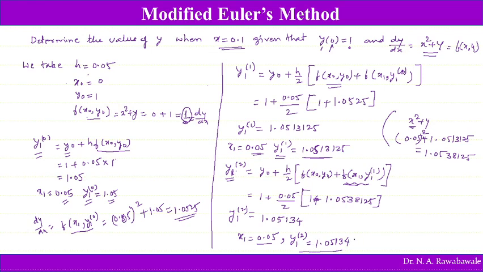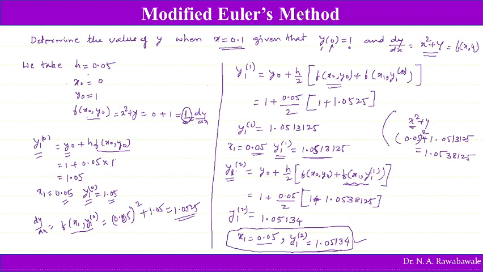Now stopping this first refinement here itself, further we can find y1 of 3, then y1 of 4, and so on. So this value will go on refining. After certain stages we must stop refining this value of y1.